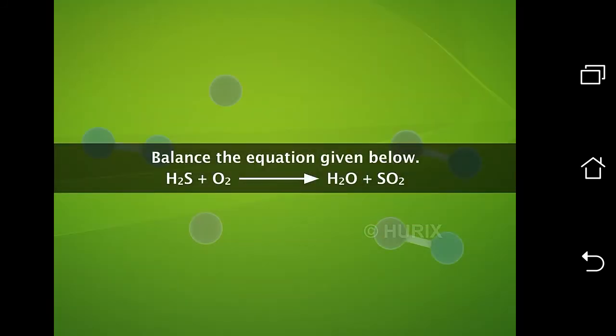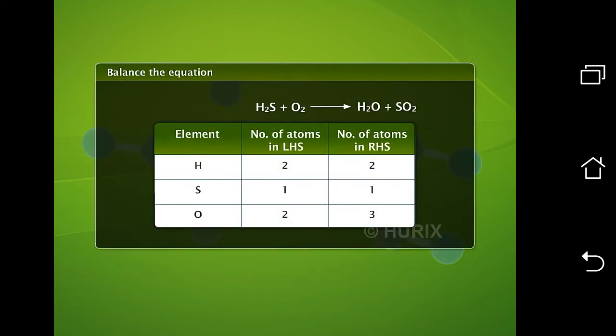Let us consider another example. Tabulate the number of atoms of each element present in the equation. Hydrogen and sulfur are balanced, but there are 2 oxygen atoms on the left-hand side and 3 on the right-hand side in 2 different compounds. However, the oxygen present on the right-hand side is distributed in 2 different compounds. So, we can avoid adjusting the right-hand side.